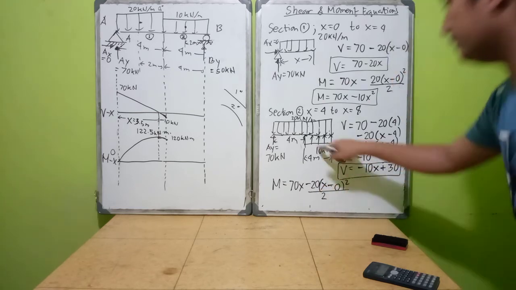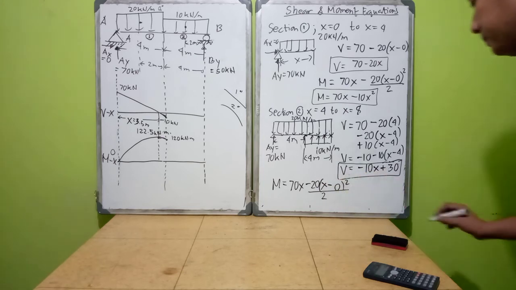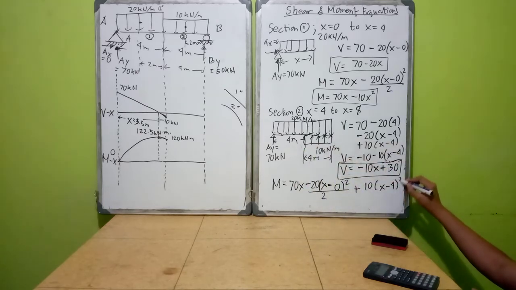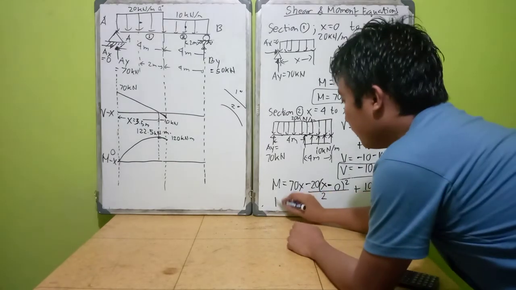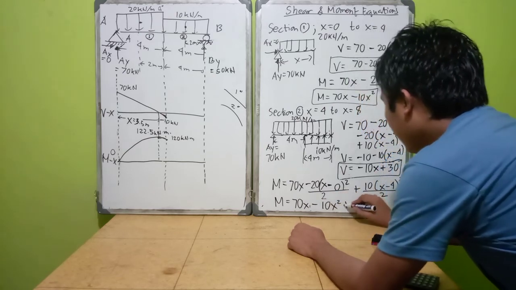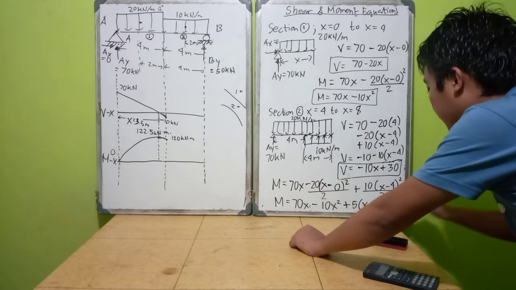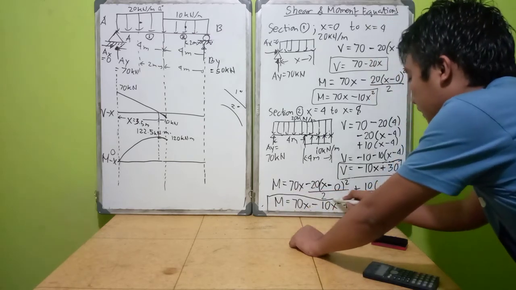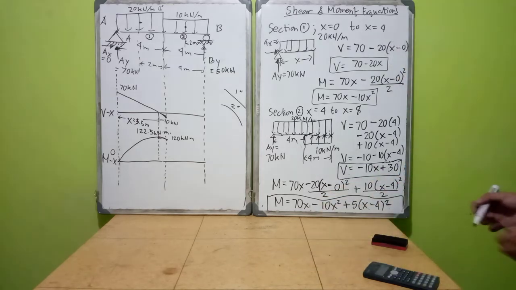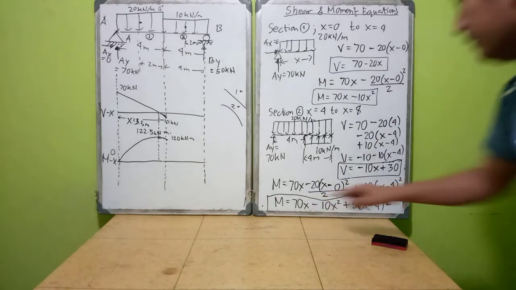And then this one, it is positive upward. So it will become plus 10. It starts at x equals 4. So x minus 4 squared over 2. So we have M equals 70x minus 10x squared plus 5 times x minus 4 squared. Okay? So this will be your moment equation. You may or may not simplify this one. The most important thing is you can construct your shear and moment equations properly, and you get the exact value, okay?